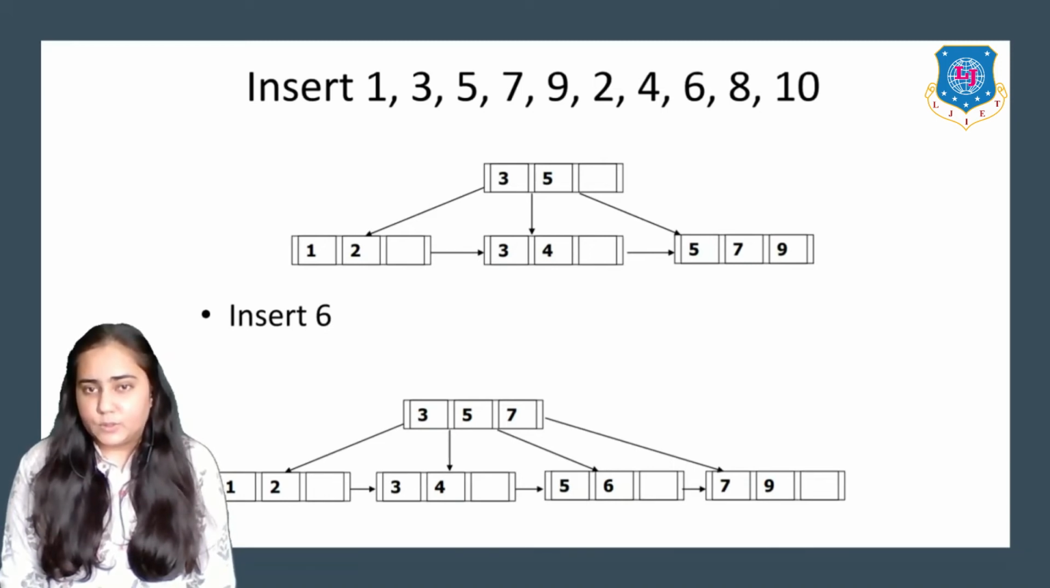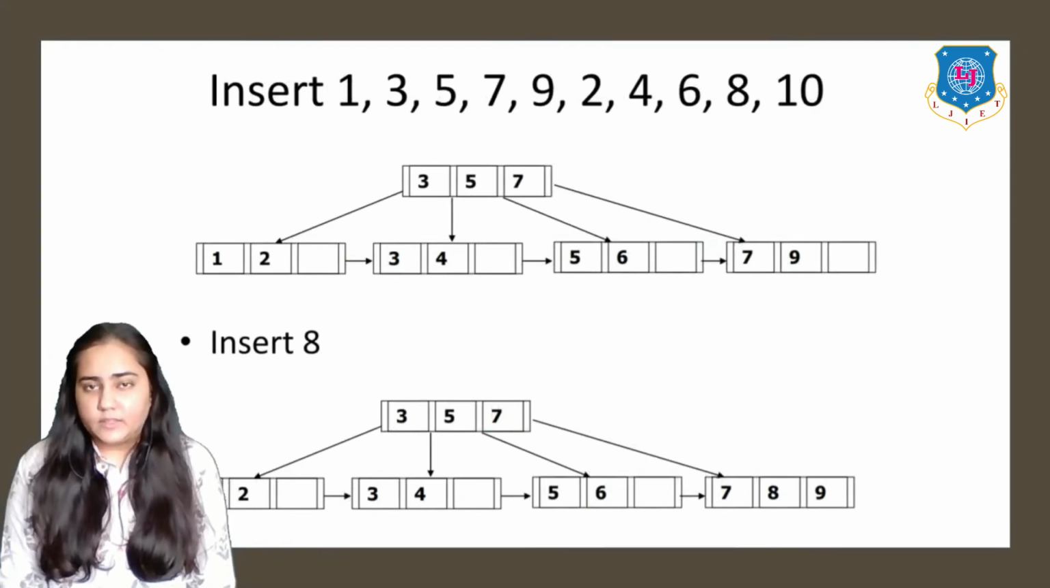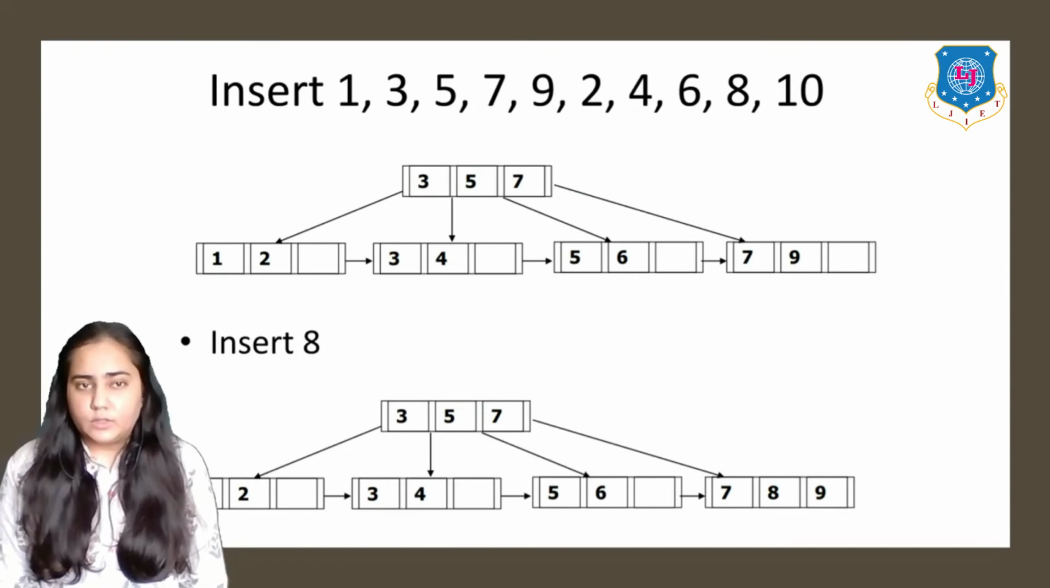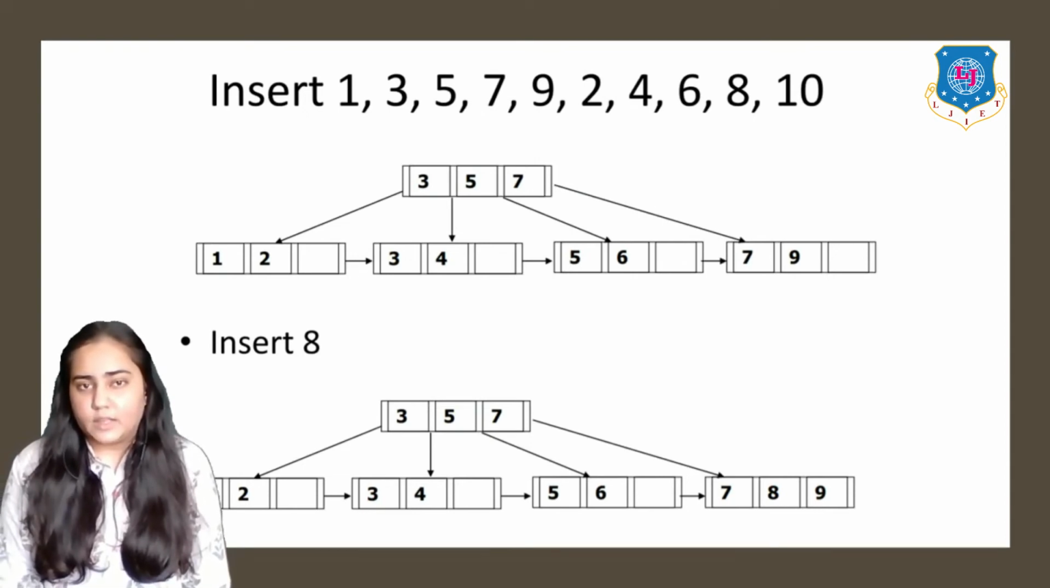So 7 goes to the top, but once again, the copy of 7 is maintained in the leaf nodes on the right-hand side of 7. So the right-hand side of 7 still has 7 along with 9, and the left side of 7 has 5 and 6. And that's how we have inserted this. Next, we want to insert 8. To insert 8, we need to go to the left-hand side of 7, and there is space. So that's fairly simple. We can just put 8 over there.